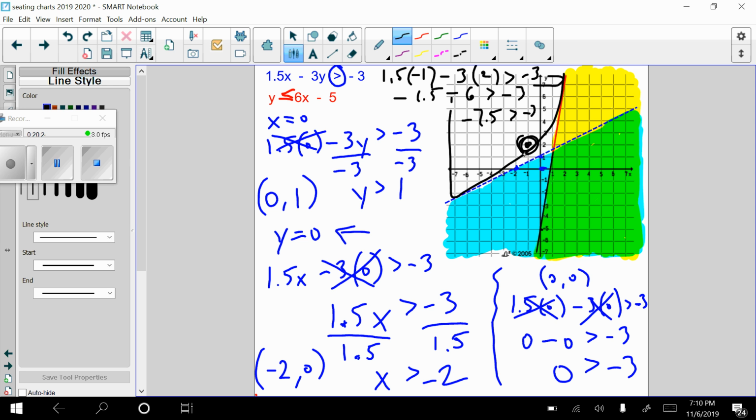No shading means it didn't work for either equation. Green shading, which is actually technically yellow and blue, means it works for both equations. And then if you just have yellow or if you just have blue, that means they only work for one equation. And in this particular case, the blue only worked for the top equation. The yellow only worked for the bottom equation, the red equation.